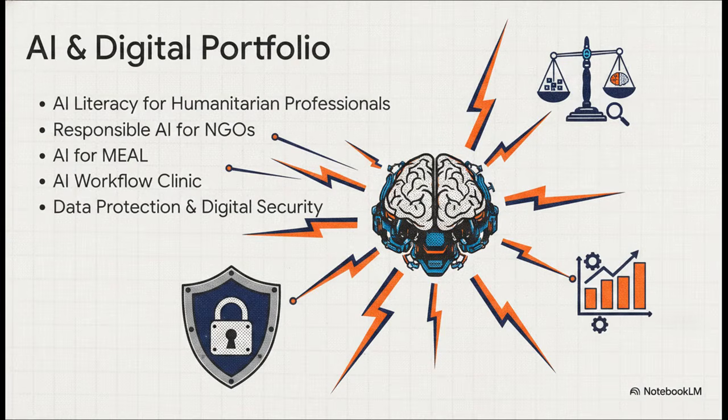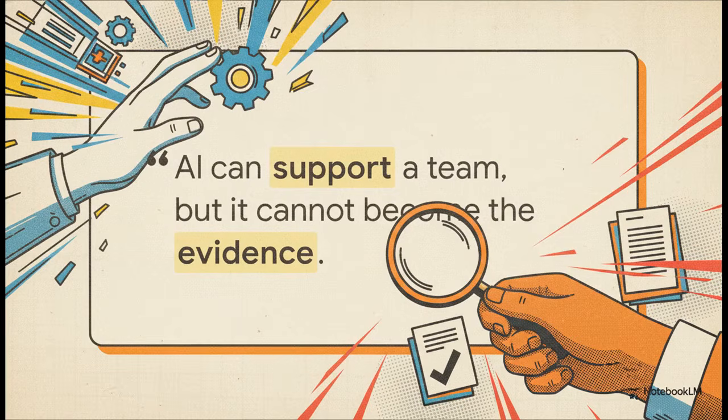But across all of those different courses, this quote right here is probably the sharpest, most memorable takeaway about the Academy's whole philosophy. AI can support a proposal team, but it cannot become the evidence. That basically summarizes their entire approach to digital practice. It's all about maintaining absolute accountability and human oversight. You literally cannot invent evidence, and you definitely cannot outsource your professional judgment to a machine.